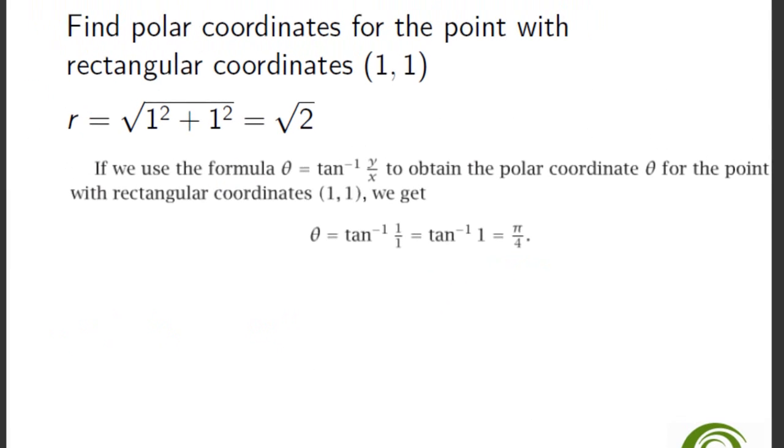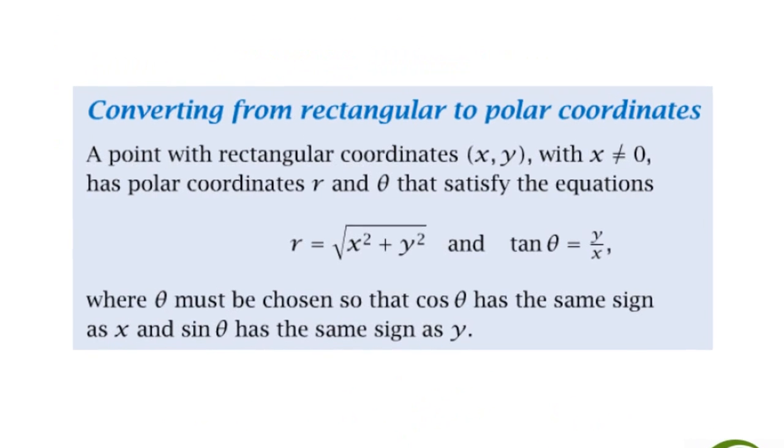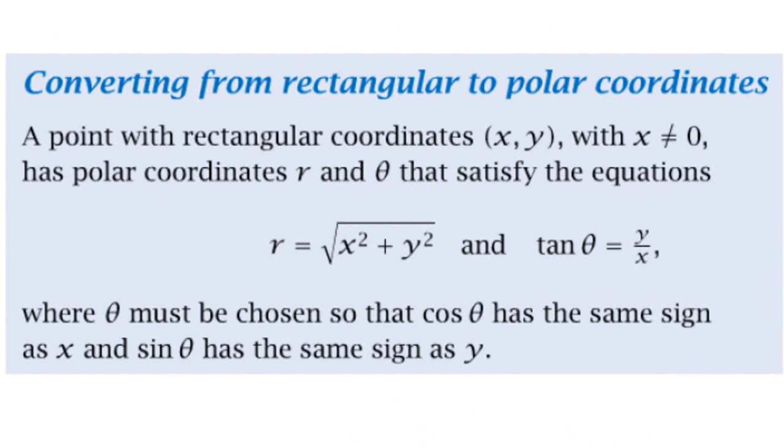However, remember, I can have multiple answers for this. Not only pi over 4, but an additional 2 pi will give me the same spot, right? So I can have pi over 4 plus 2 pi, or plus 4 pi, or plus any multiples of 2 pi. But essentially what I'm going to be looking for is the smallest angle, theta, that makes that true.